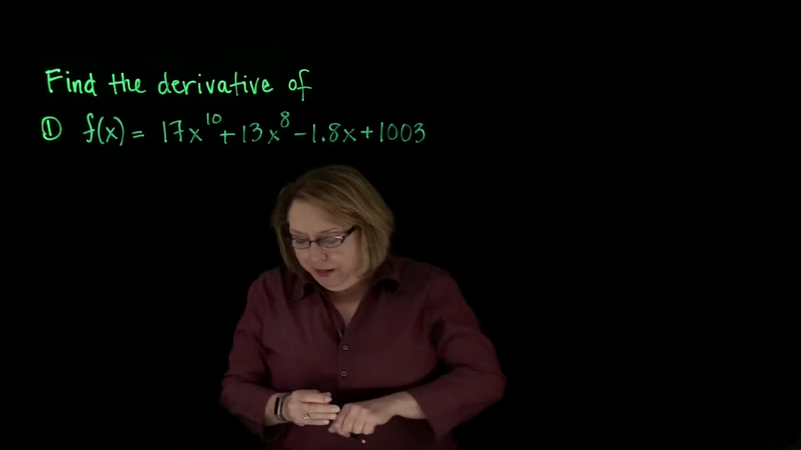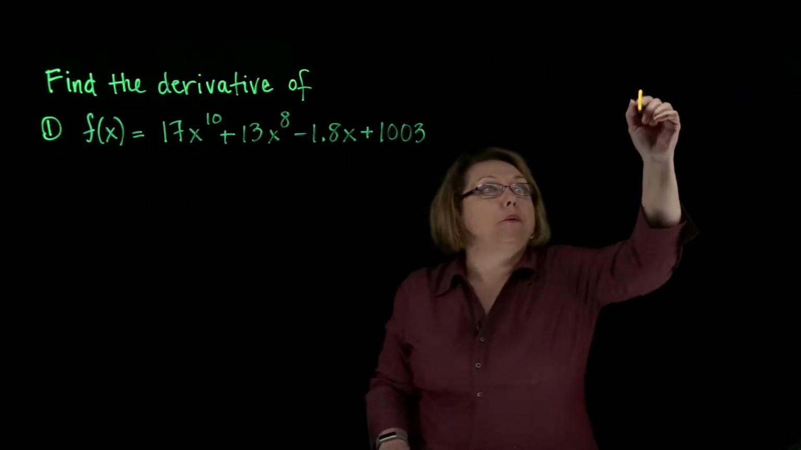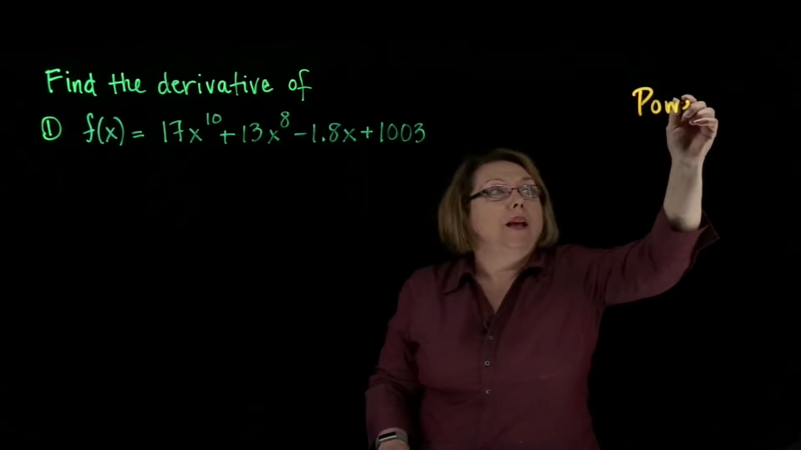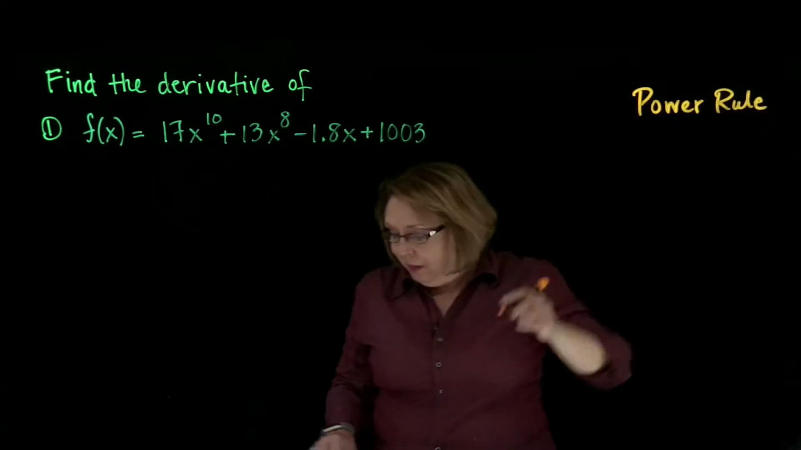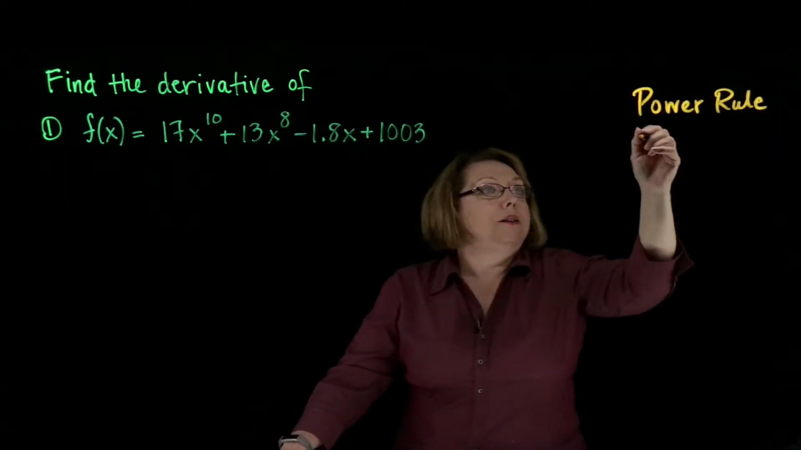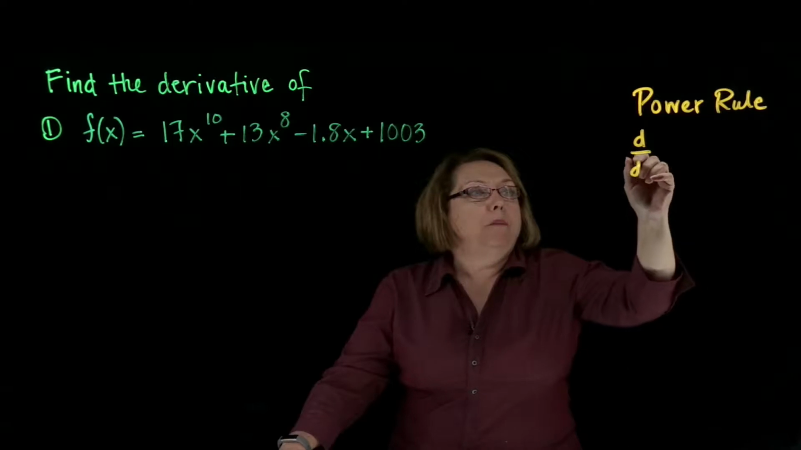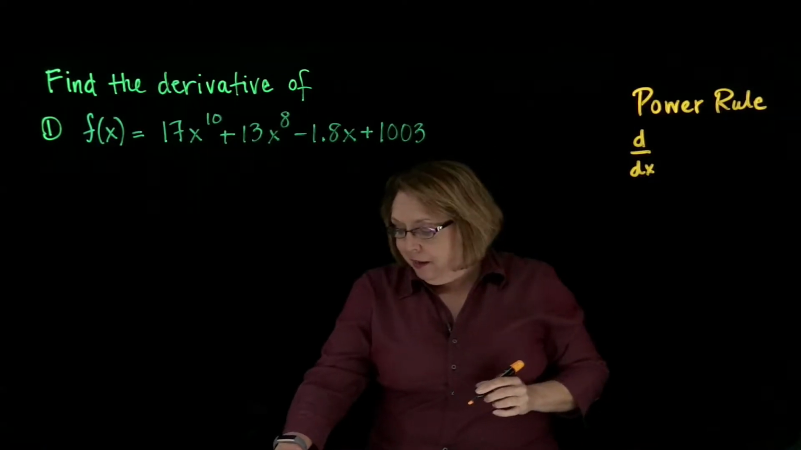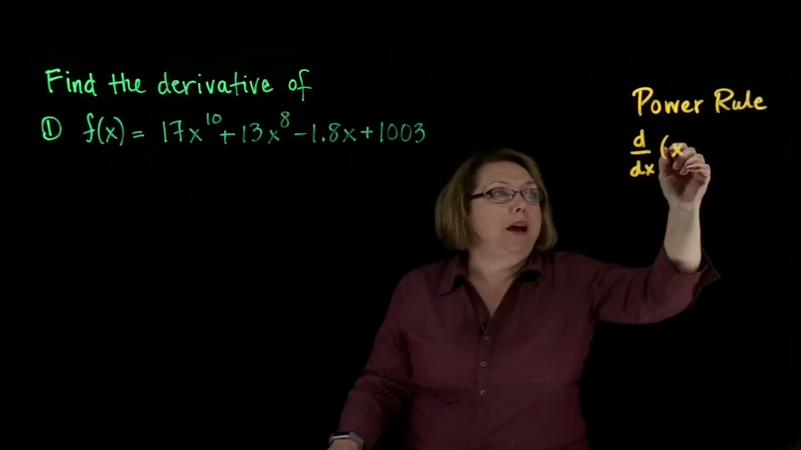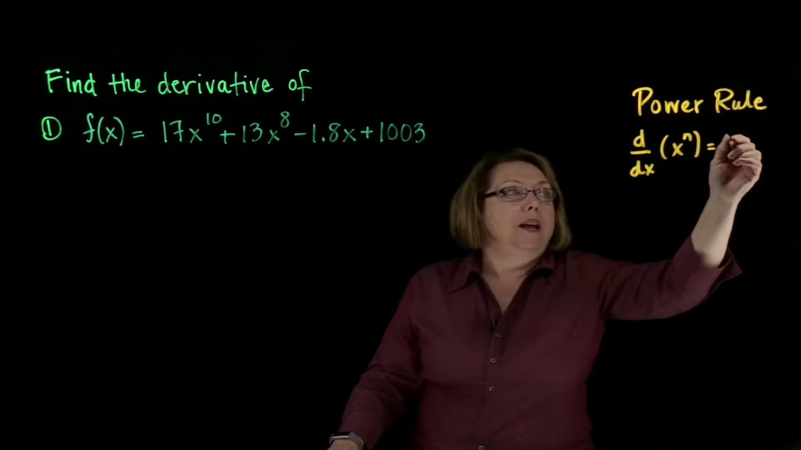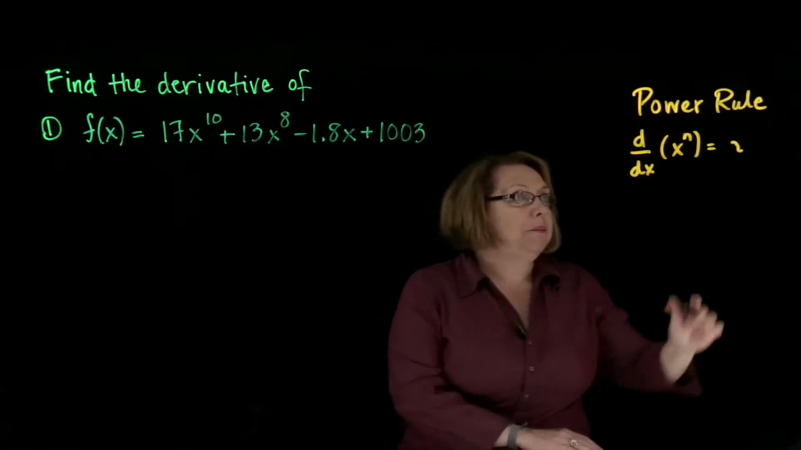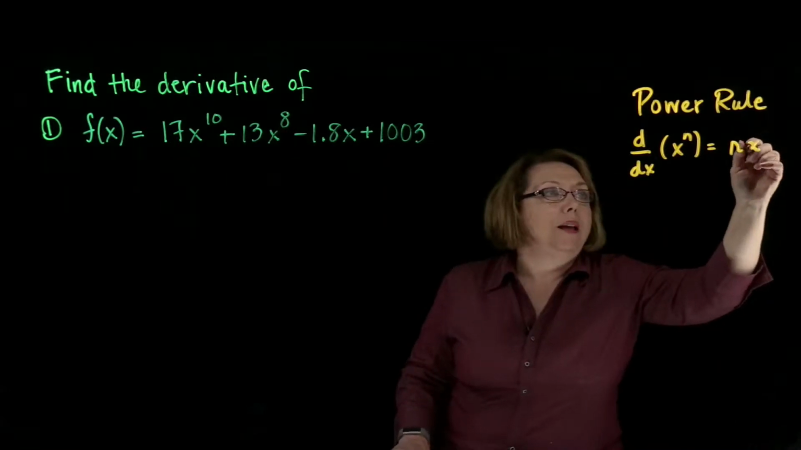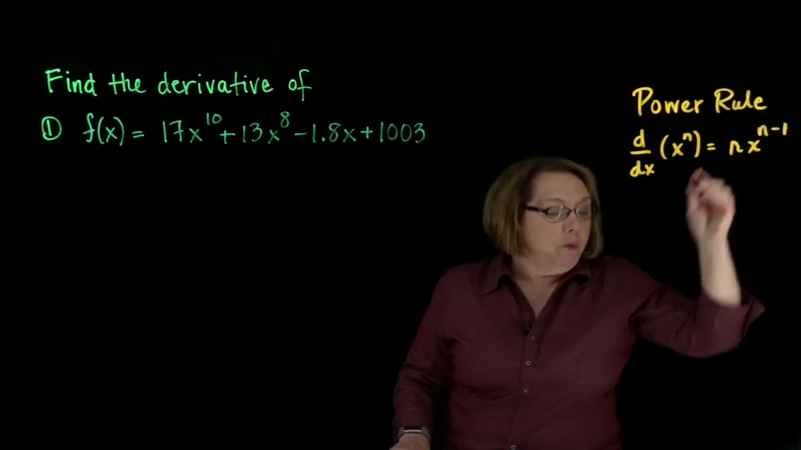So the rule we're going to use is called the power rule. And here's how it looks. The basic form of the power rule, d dx of x to the n power, is going to be n times x to the n minus 1.